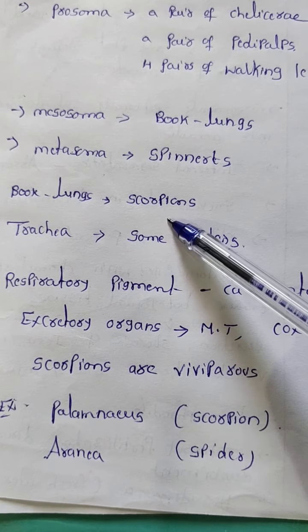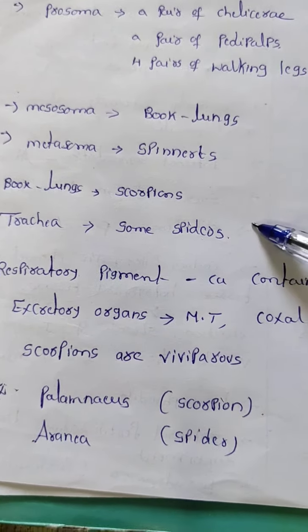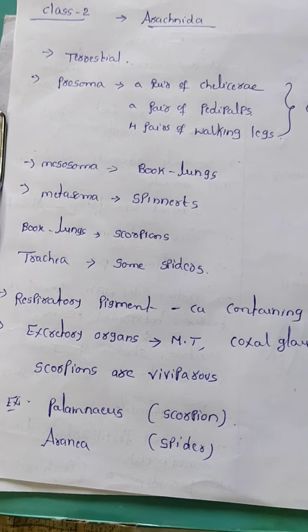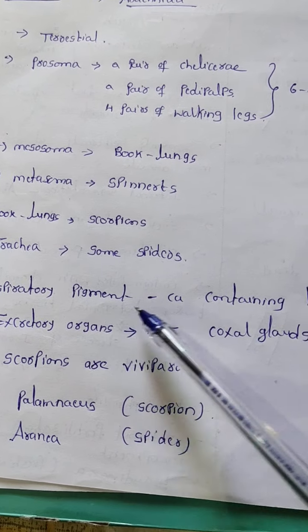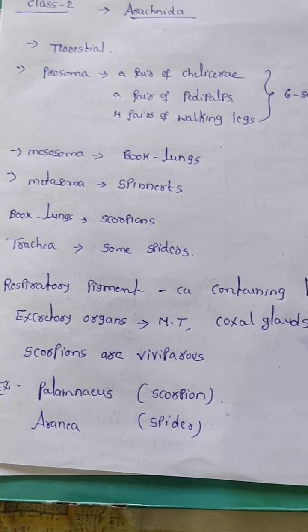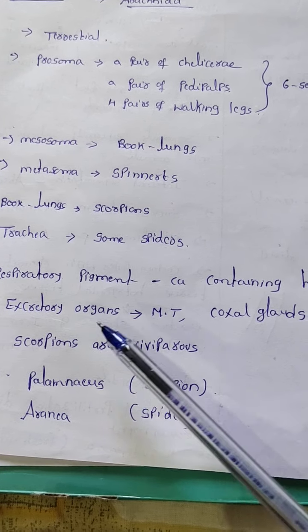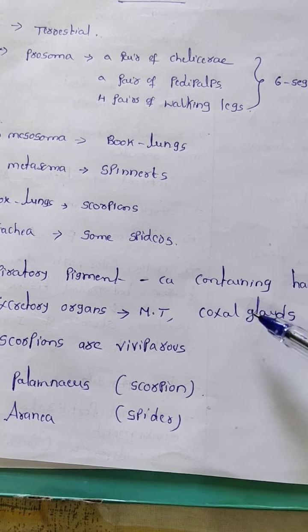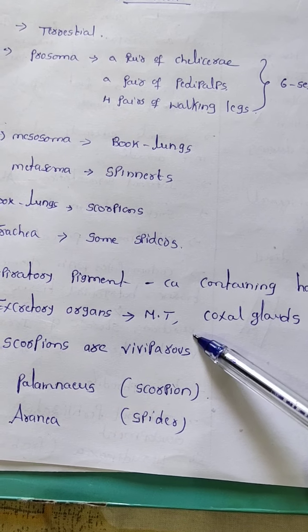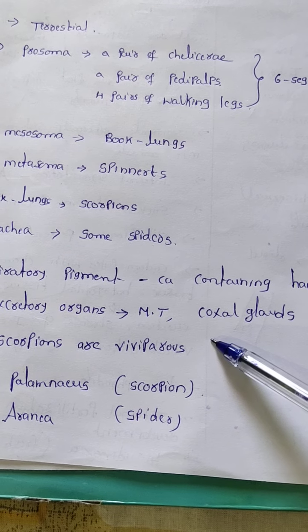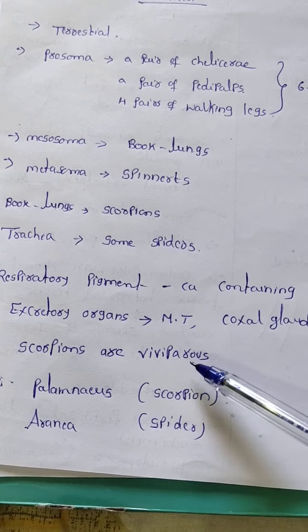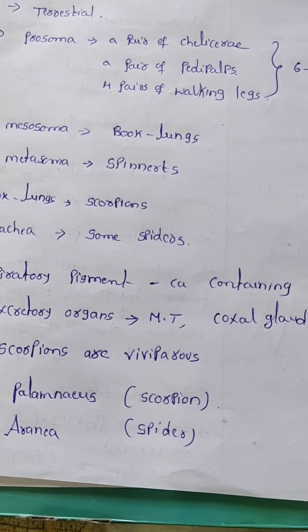Book lungs for the scorpion and trachea for some of the spiders. Scorpions are under arachnida, and the respiratory pigment is a calcium-containing one, called hemocyanin. For us it is hemoglobin. And for excretory organs they have Malpighian tubules and also coxal glands. Scorpions are viviparous. What is meant by viviparous? The organisms give birth directly to young ones, babies. That nature is called viviparous. We are also viviparous in nature.